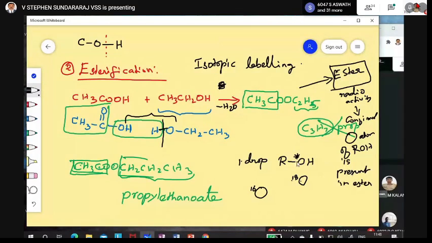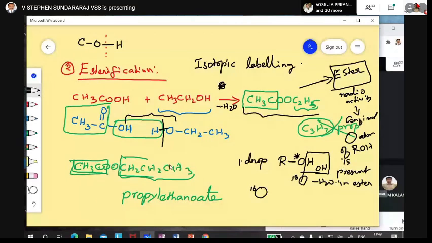One drop of alcohol with the O18 radioisotope was used. After esterification, the ester was purified and removed out of the mixture. That pure ester was checked for radioactivity. It was radioactive. That confirms that O18 is present in the ester. If O18 is present in the ester, then the hydrogen was broken, and the OH has come from the carboxylic acid. That's how minus H2O happened. So this is called isotopic labeling. So this reaction belongs to O-H bond cleavage. Okay, write down this reaction.